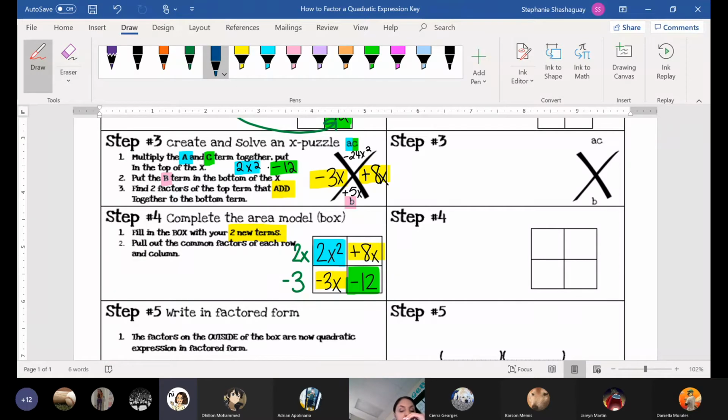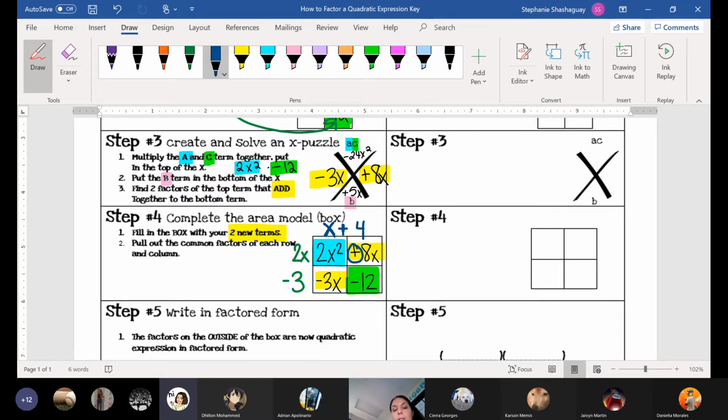Okay, now I'm going to go to the top of the box. Well, I have 2x squared and negative 3x, so I can factor out an x. I can't factor out any of the numbers. Then I look at positive 8x and a negative 12. Well, because this is positive, I can only pull out a positive, okay? So don't be confused. We're not pulling out a negative from a positive. We can only pull out a positive because that closest number is positive. So we're going to pull out, or factor out, a positive 4.